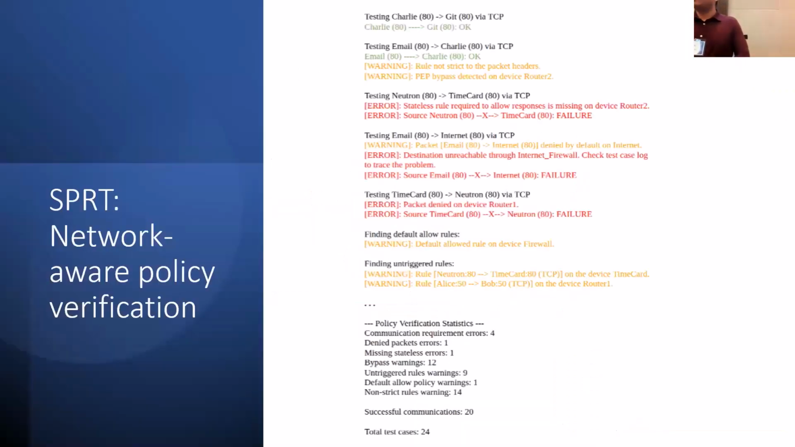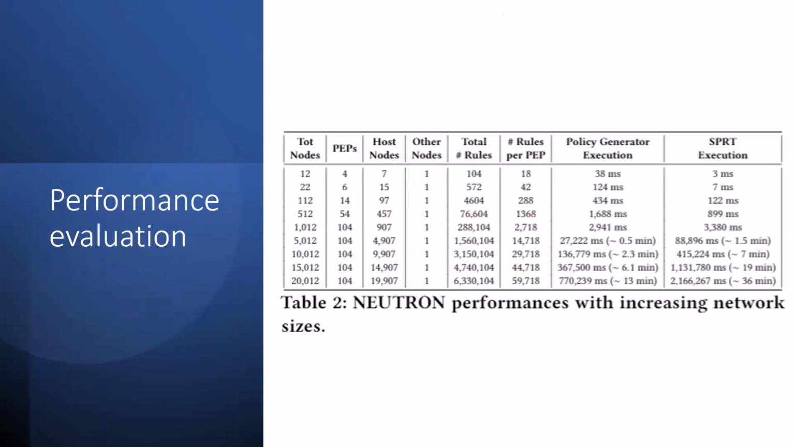So this is an example of an output that we obtained through our experiments. The tool highlights the three different types of inconsistency by using a three-color labeling system to represent the event severity. For example, you can see that communication requirements satisfied are reported in green, warnings are in yellow, and errors in red. So here what we see is a snippet of some performance evaluation that we carried out.